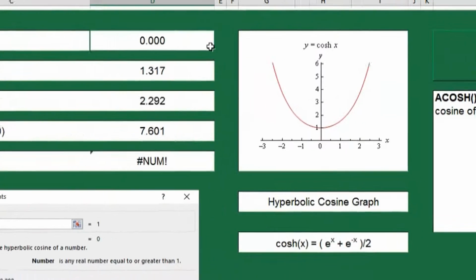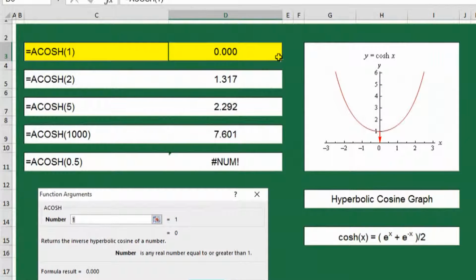Now let's look at the first example. We want to find the inverse hyperbolic cosine of the number 1. So we look up the y coordinates until we find where the parabola intersects the number 1, and you'll see here that it's at 0 on the x coordinates. So we know that the inverse hyperbolic cosine of the number 1 is indeed 0.